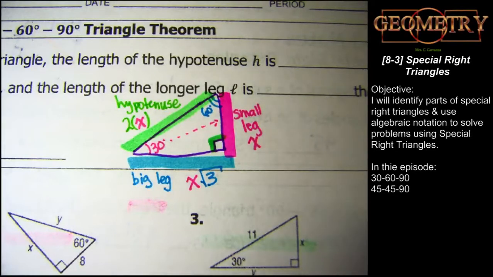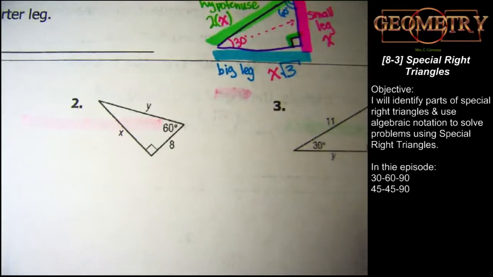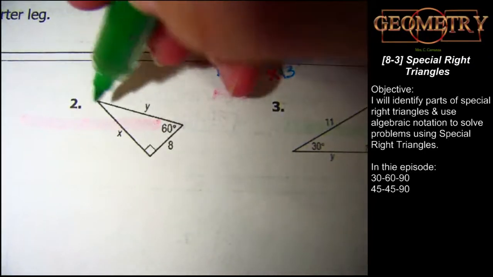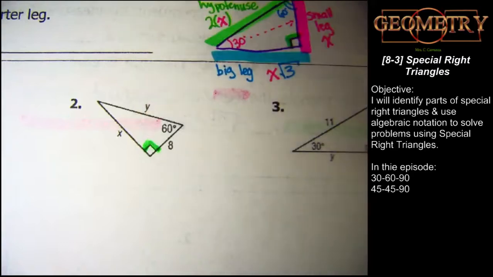Okay, let's practice not overcomplicating it. I'm going to start with number 2. All right, here's my right angle. Which one's my hypotenuse? Y. Beautiful. Here's my 60 degrees, so which one's my big leg?